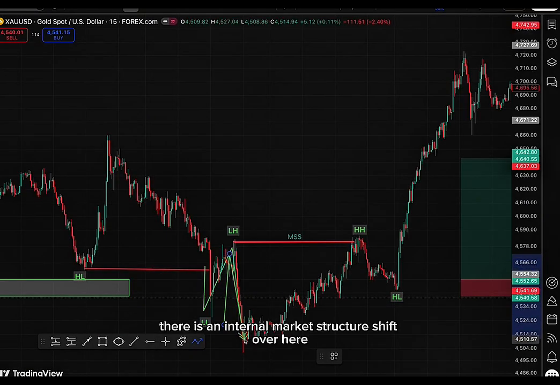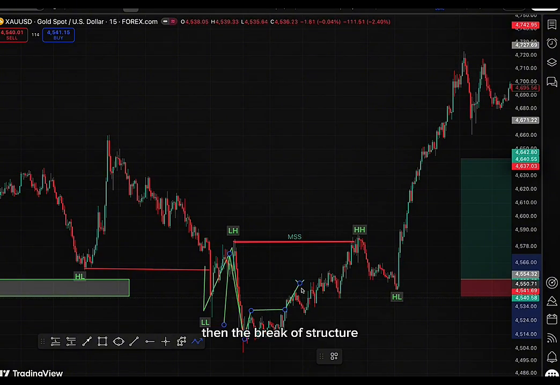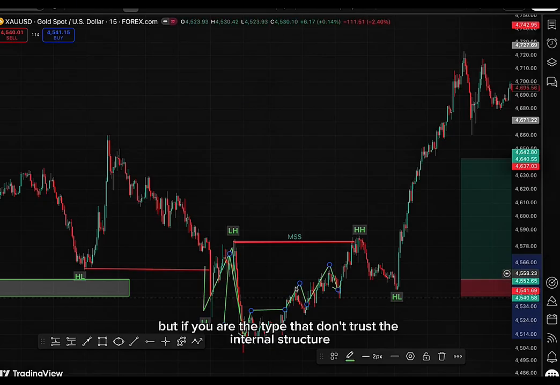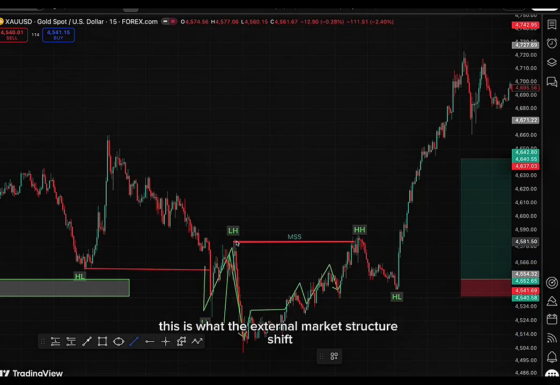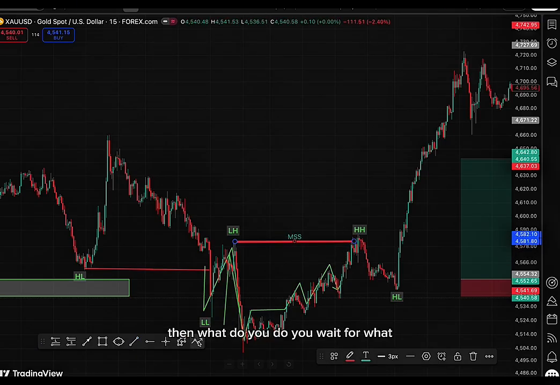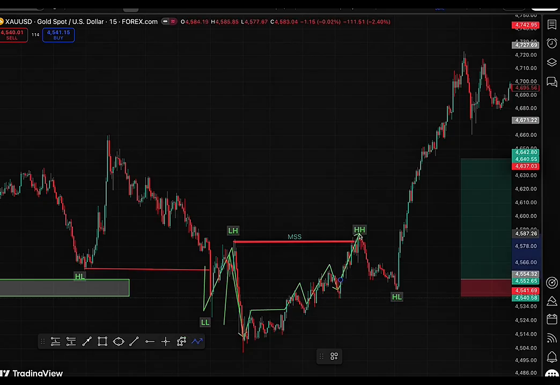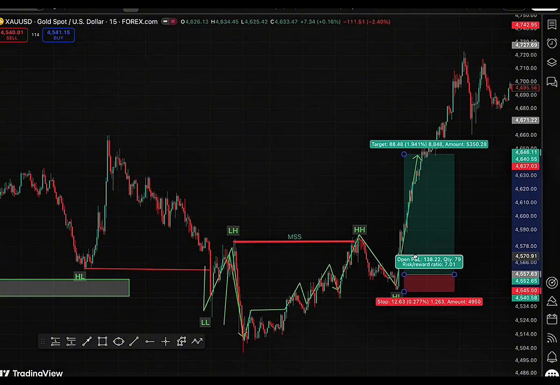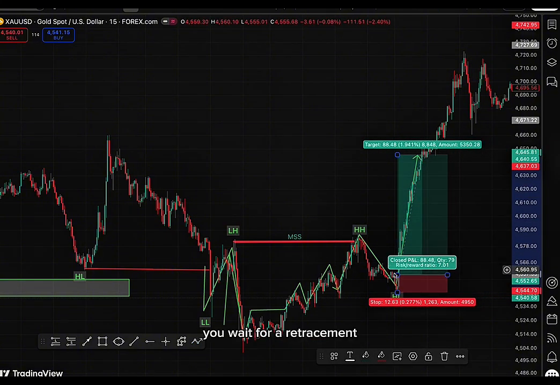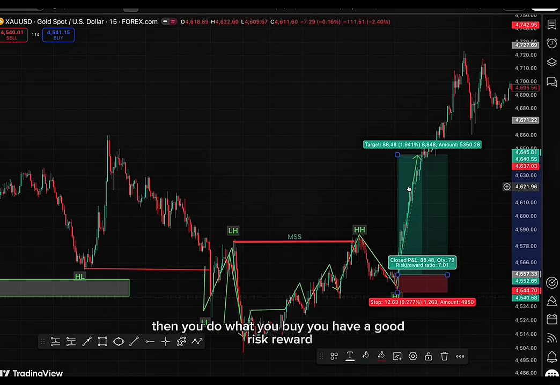There is an internal market structure shift over here. Then a break of structure. But if you are the type that doesn't trust the internal structure, this is the external market structure shift. Then what do you do? You wait for a retracement, then a buy. Since it formed the higher high, you wait for a retracement, then you buy. You have a good risk to reward.